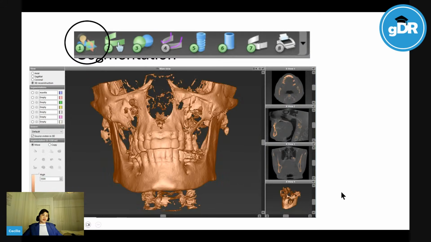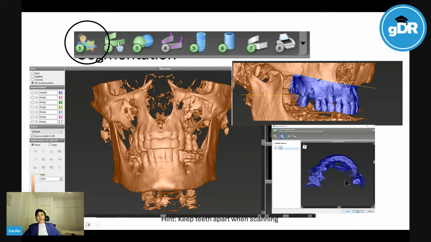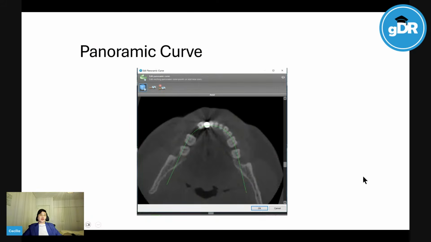Important things to note about CBCT scans. You do have to learn how to treat or prepare the data. So you've got to segment, which means separating the data into upper and lower maxilla, so you isolate them so that you can manipulate the data. Then you draw your panoramic curve.